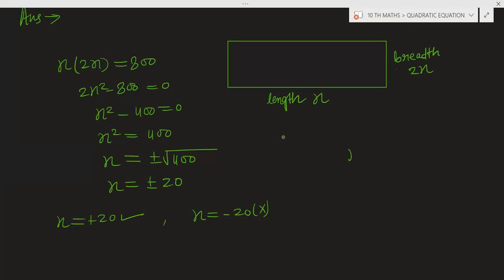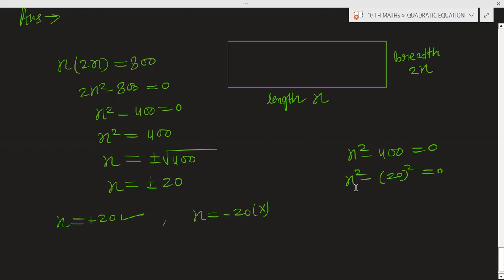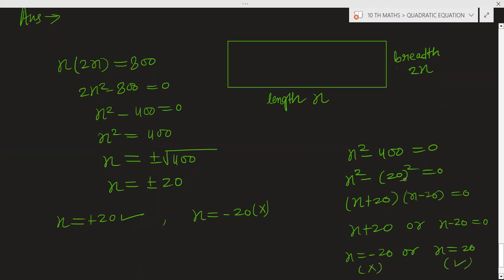One more way to solve this question: x square minus 400 is equal to 0. We can write this as x square minus 20 square. So we know that this is a square minus b square, so we can write x plus 20 and x minus 20 is equal to 0. So either x plus 20 is equal to 0 or x minus 20 is equal to 0. So x is equal to minus 20 or x is equal to 20. This value we will reject because length can never be negative.